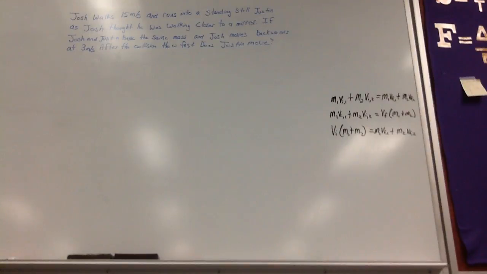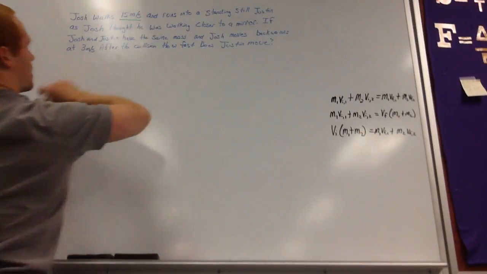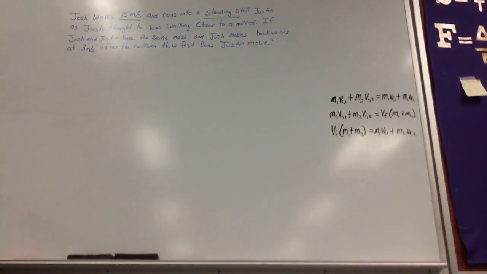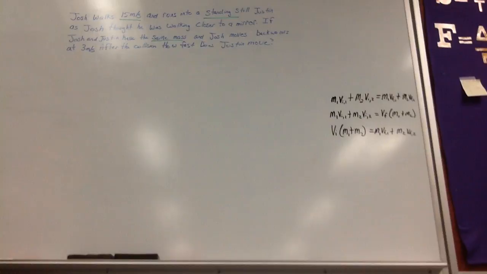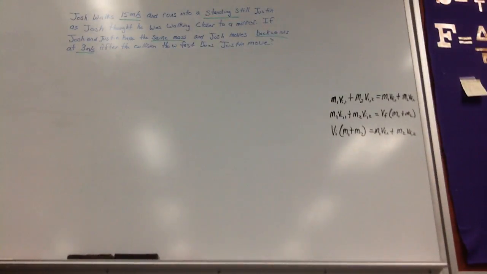So Josh walks 15 meters per second and runs into a standing still Justin. So Josh is walking 15 meters per second, Justin is standing still, and the velocity... As Josh thought he was walking closer to a mirror. If Josh and Justin have the same mass, so their mass is the exact same, and Josh moves backwards at 3 meters per second, it's important to know it's backwards because that means he'll be negative. After the collision, how fast does Justin move?